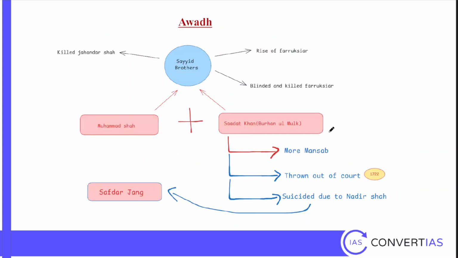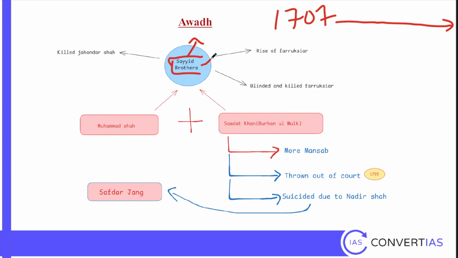Now let's go to Awadh. When we talk about Awadh, you should know two important entities called the Said brothers. So I've told you in 1707, Aurangzeb died. And after that, you have a series of weak Mughals. And during the period of weak Mughals, there are powerful nobles in Delhi. Now, some nobles will come out and form successor states, but there are still powerful nobles in Delhi. And one of the most powerful nobles were the Said brothers. Now, what they did is, they killed one of the emperors called Jahandar Shah.